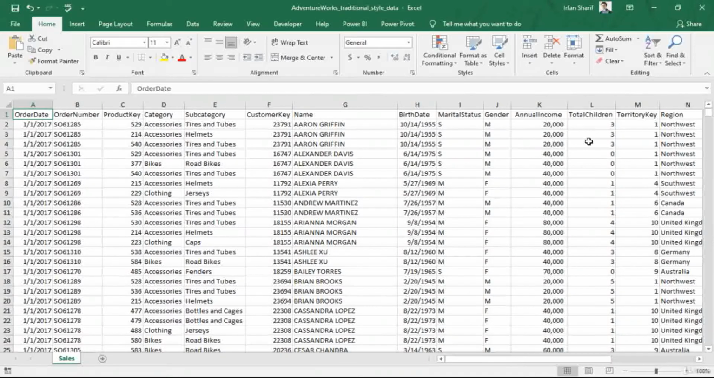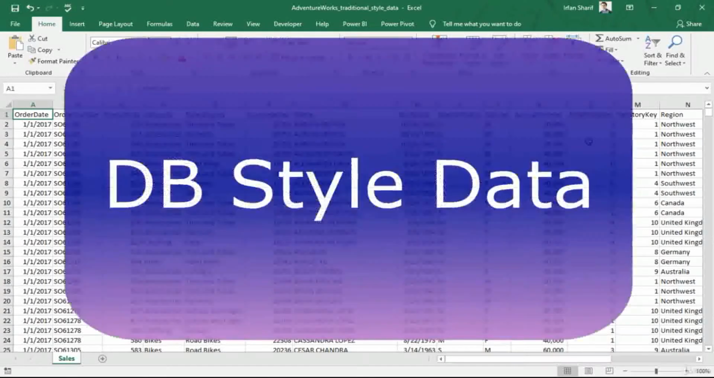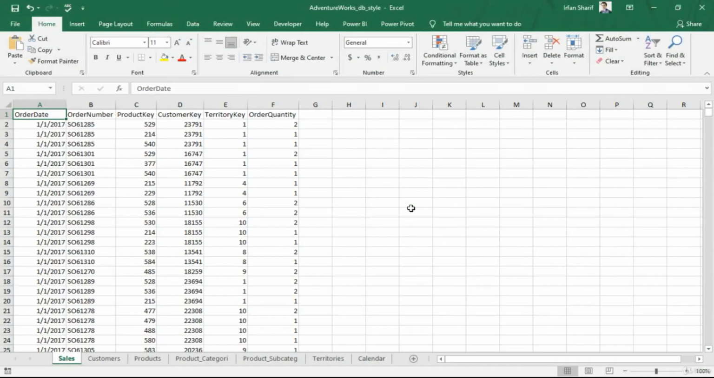Let us take a look at a different Excel file. Now please take a look at this Excel file. So this is, again, a new name for this, AdventureWorks, that is the company name, and then DB style. So by DB style I mean database style. So first of all, let me explain to you what is database.